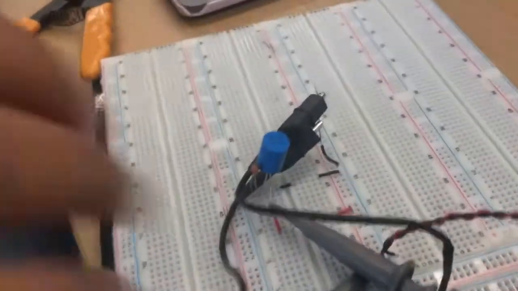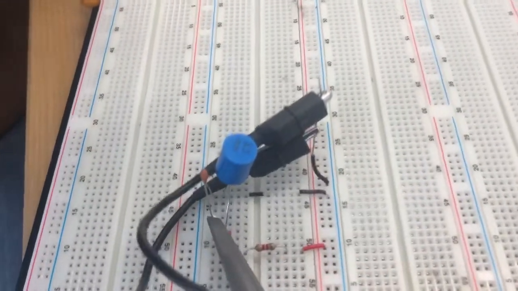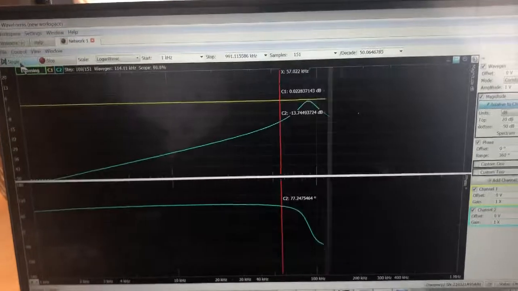And so if we change channel 2 to now measure across the capacitor, we will see the response of the bandpass filter across the capacitor. And so I'm going to run it again to create a plot with the theoretical equation.